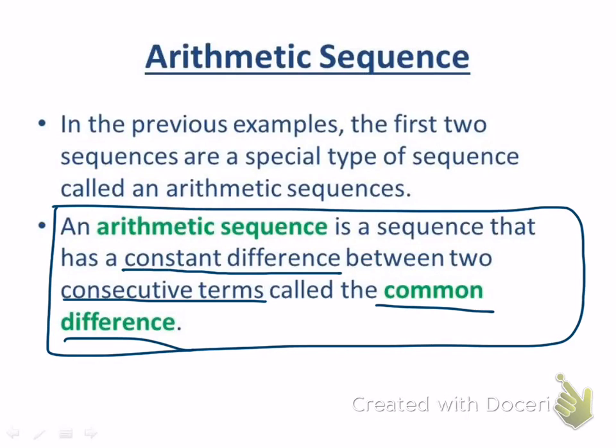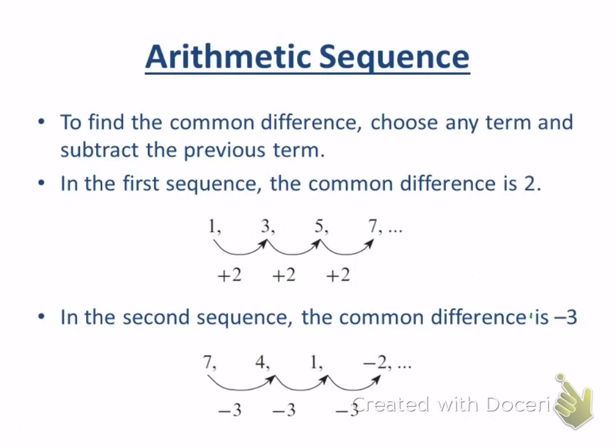All right, so if we have a little bit closer look at the first two sequences on the previous page. Are y'all okay with this? Can I move forward? The first sequence was 1, 3, 5, 7. That's the odd integers, right? And then plus 2 each time. So in this sequence, the common difference is positive 2.